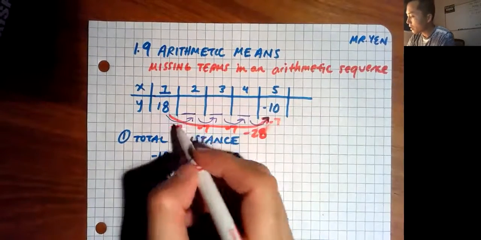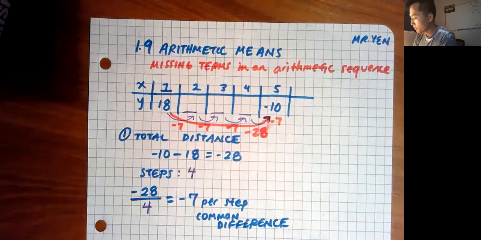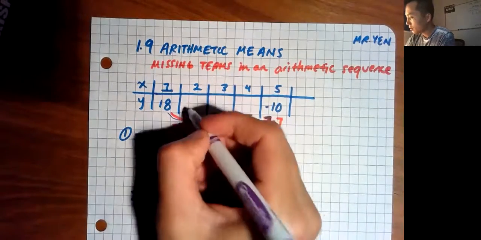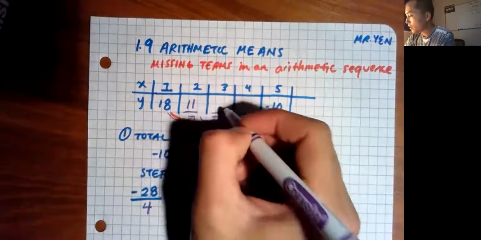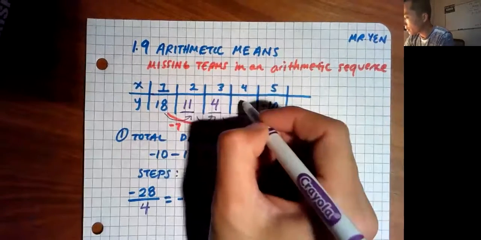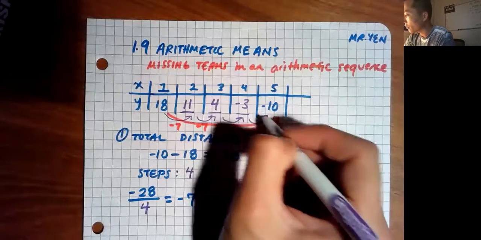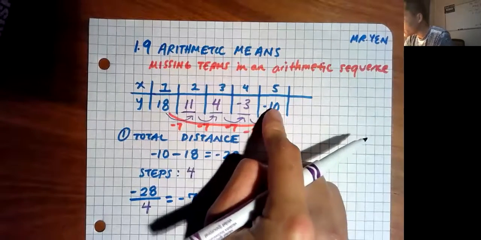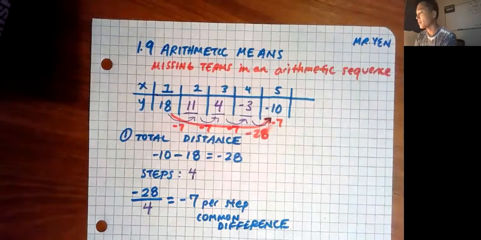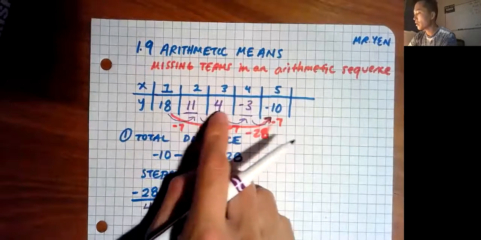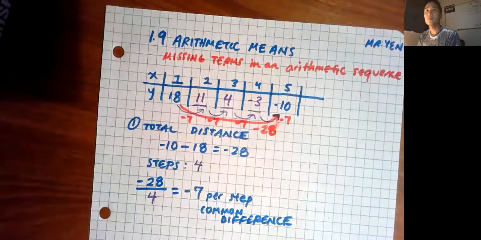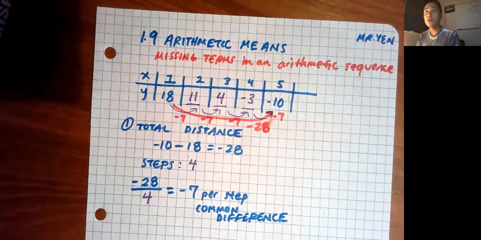So 18 minus 7 is 11. 11 minus 7 is 4. 4 minus 7 is negative 3. Negative 3 minus 7 is negative 10. It checks out. Always fill it out and make sure that you get to the number that you need to get to. Okay, so that's using the total distance.